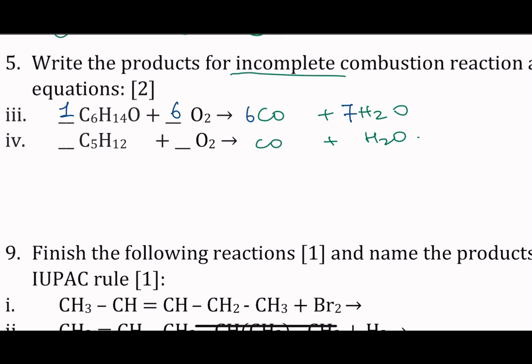And then you would do 5 in here, 6 in here, and then you would check out the oxygens, which is 5 plus 6, 11. So this would give you 11 over 2, and then you will multiply everything by 2, and this would be 2, 11, 10, and 12. And these are your numbers.